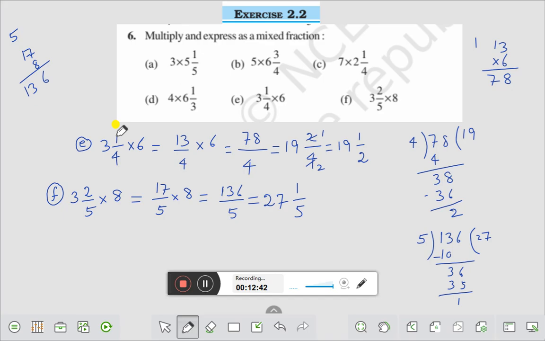Here question E, you see here 3 whole 1 by 4 into 6, that is 3 4 is 12 plus 1, 13 by 4 into 6. Multiply 13 with 6, 3 6 is 18, carry 1, here 8, 6 1 is 6 plus 1, 7, that is 78 by 4. Here I divide 78 by 4, that is 4 1 is 4, 38 and 4 9 is 36, that is whole 19, remainder 2, that is 19 2 by 4, or you can change into lowest term also, that is 2 1 is 2, 2 2 is 4, 19 whole 1 by 2. This is the solution of question number 6 of exercise 2.2.